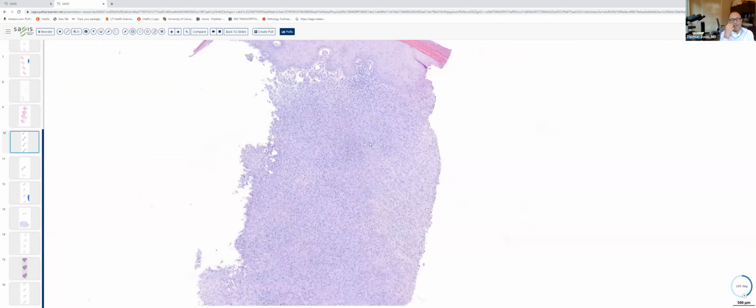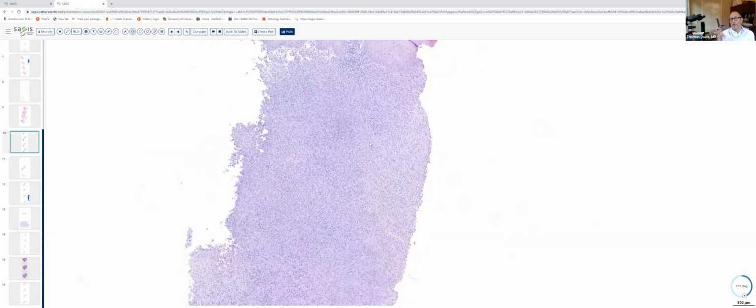Now, the most common cause that we see of suppurative and granulomatous dermatitis in dermatopathology, of course, is a ruptured cyst or a ruptured follicle. However, this is much more robust than one sees typically as a response to a ruptured cyst or follicle. Also, we're not seeing any remnants of cyst here, nor are we seeing cornified cells in the infiltrate.